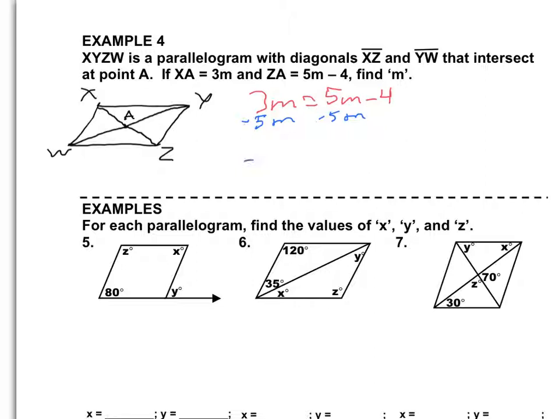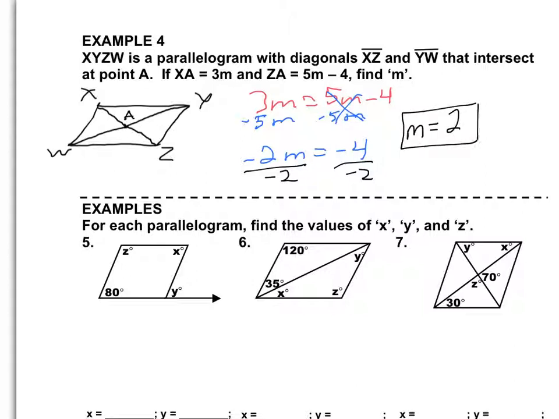This would make a negative 2m equals negative 4, because that goes away. And last but not least, we would divide by negative 2, and we have to remember that a negative divided by a negative makes a positive, and 4 divided by 2 is 2. So m would equal 2. You guys can check me on your calculator, or you should be checking me on your calculator, because you should be doing the work yourself as well.